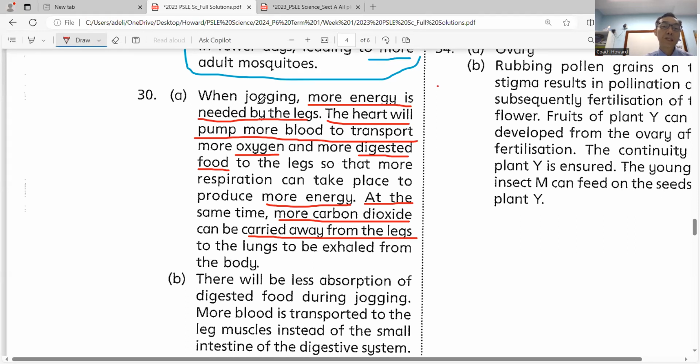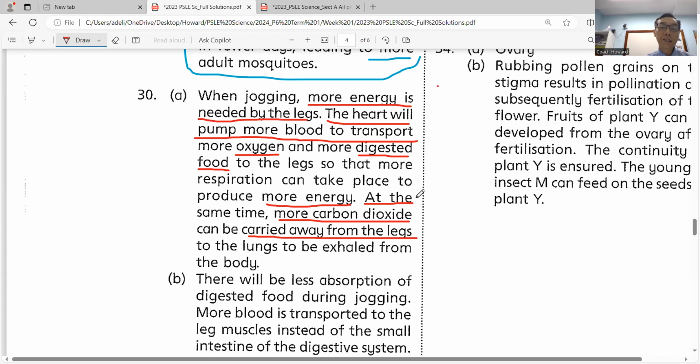So you must mention when jogging, more energy is needed by the legs. The heart will pump more blood to transport more oxygen and more digested food to the legs so that more respiration can take place. Okay, in case you did not write more respiration, it's okay, as long as you say that more oxygen and digested food are needed to produce more energy. Okay, to produce more energy.